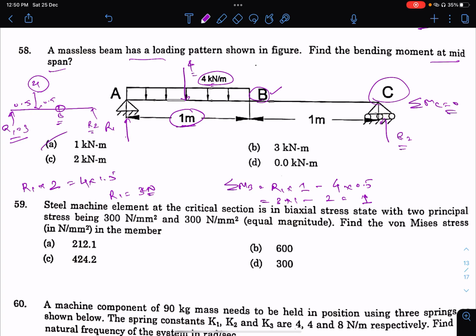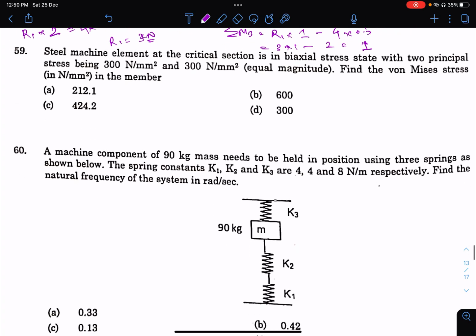So the correct answer is A. A steel machine element at a critical section is in a biaxial stress with the two principal stresses being 300 and 300. Find the von Mises stress in the member.